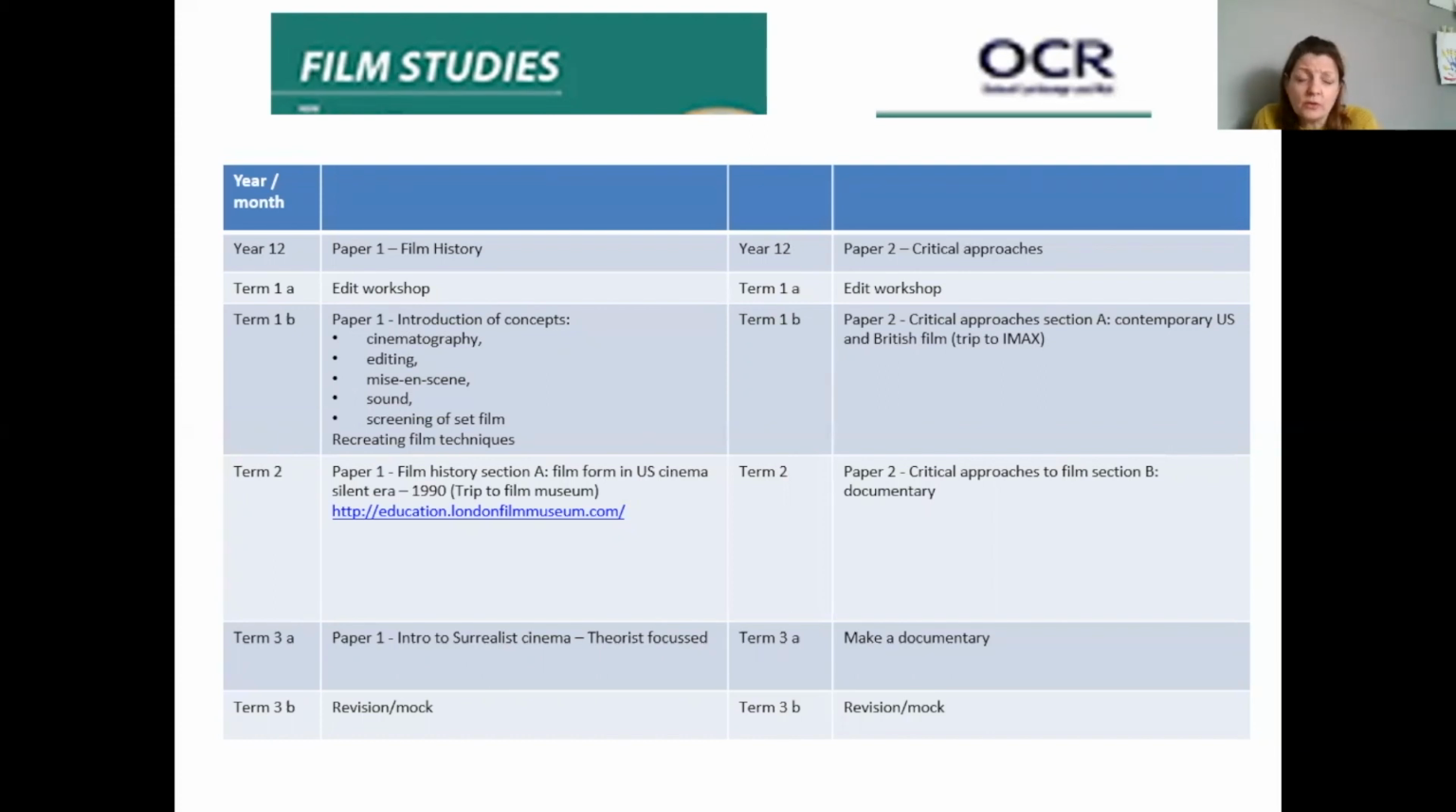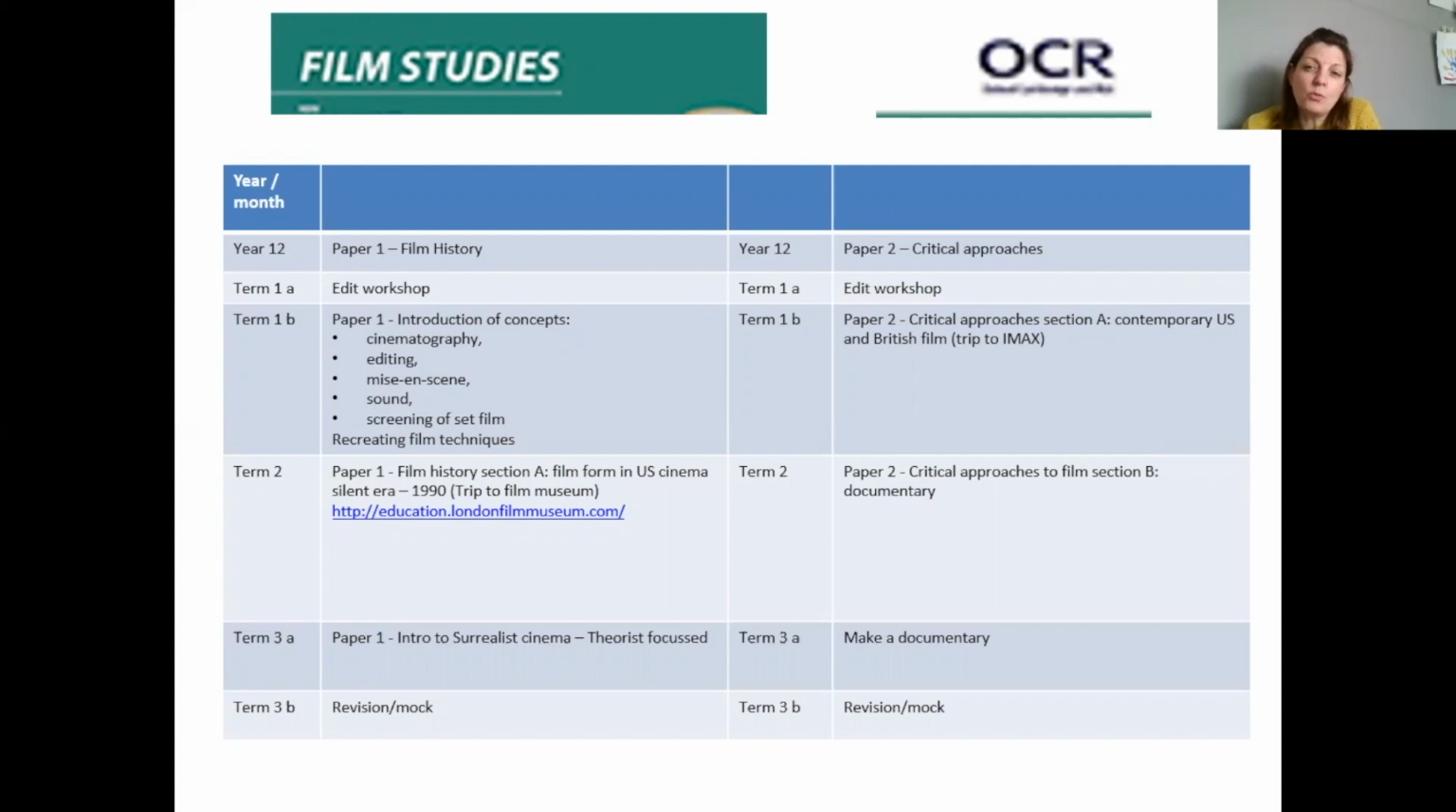It's another good chance for you to cement what you know by doing, but also it's a really good opportunity for you to use the equipment again, and also to start thinking about, do I want to do the short film option for my non-examined assessment, or do I want to do script writing? And then we start on the surrealist cinema, looking at theorists around European surrealist cinema. So that shows you a bit of a romp through what we do.